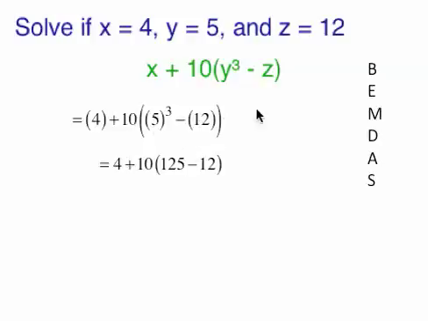Inside those brackets, I look for more brackets. I got a 5 inside that bracket, and I've got a 12, but there's nothing to do inside those brackets, so I'm going to remove those brackets. So I have 5 to the power of 3 take away 12.